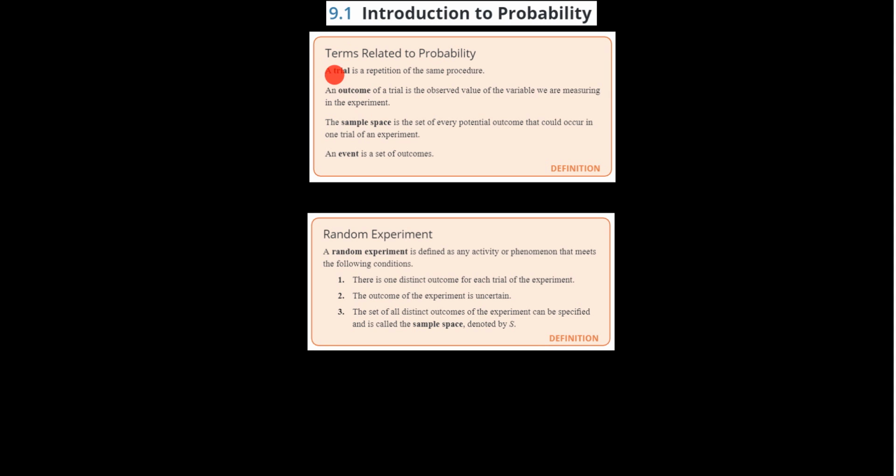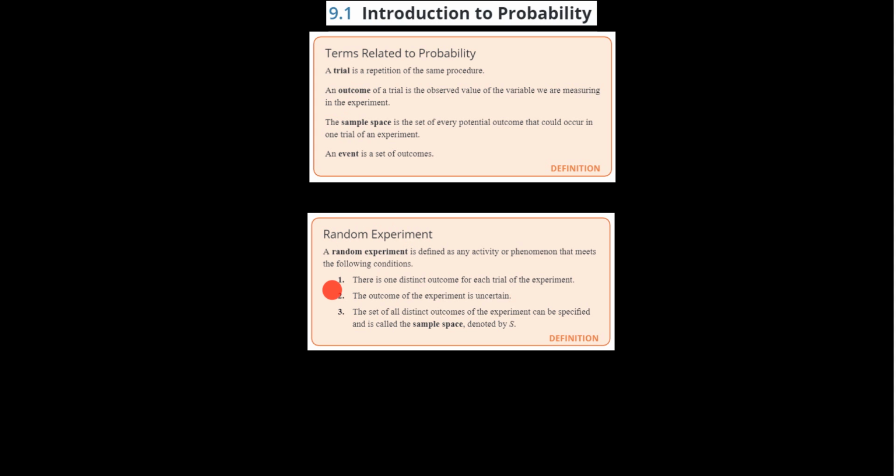A trial is a repetition of the same procedure. An outcome is the outcome of a trial, the observed value of the variable we are measuring in the experiment. The sample space is a set of every potential outcome that could occur in one trial of an experiment, and an event is a set of outcomes. So these four terms need to be memorized. Realistically, you pretty much know them, right?